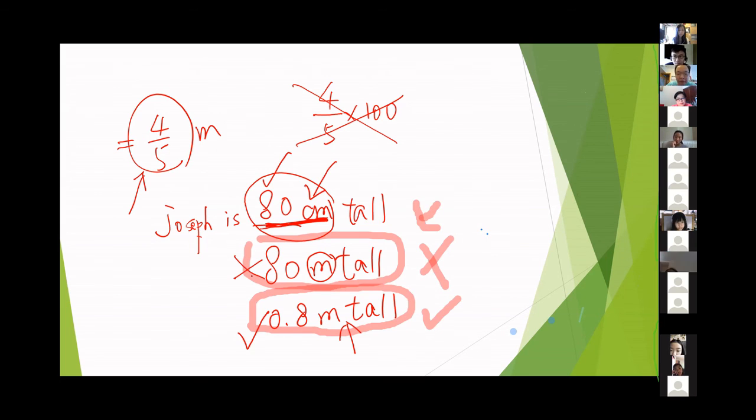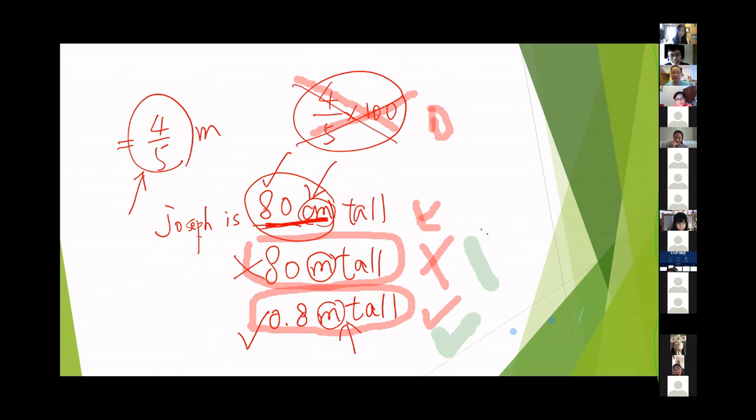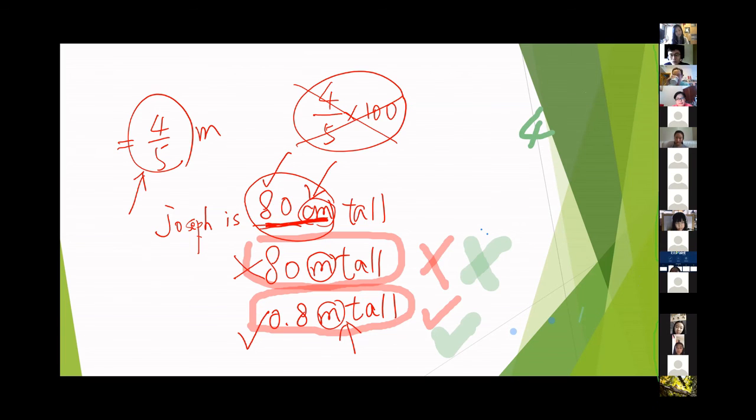You don't need to write down any calculation like this. You just give me the correct answer or an equivalent answer with correct units. Then you can get marks. But I do think 4/5 is the best answer, right? Of course. Even if they write 0.8 meters or 80 cm tall, we also accept those answers. Yes. Thank you.